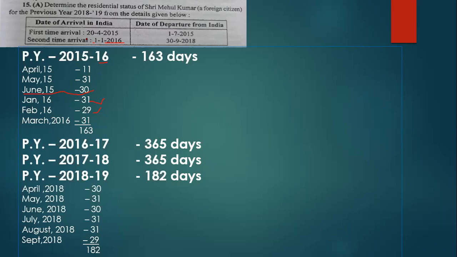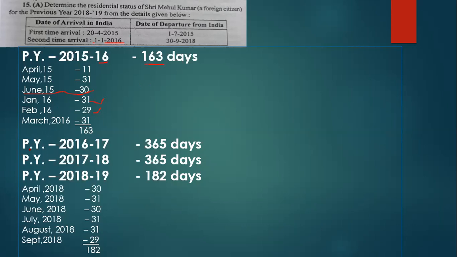Because when he comes on 1st January 2016, he is in India till 30th September 2018. So we have a long way to go to calculate the sum. So now we can easily define that there are 163 days. There are 163 days. So here I have bolded this number of days, so we can easily pick it up for the conditions. Okay. So for 2015-16 it is 163 days.